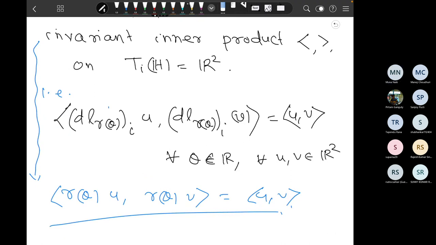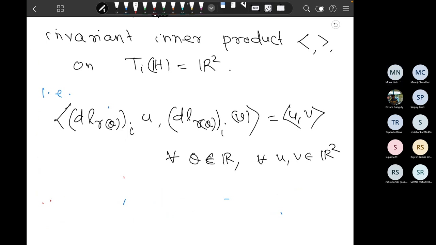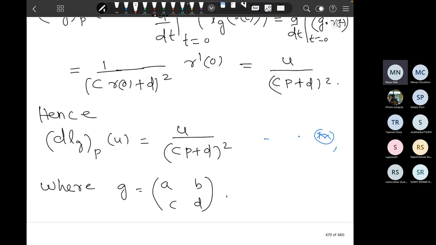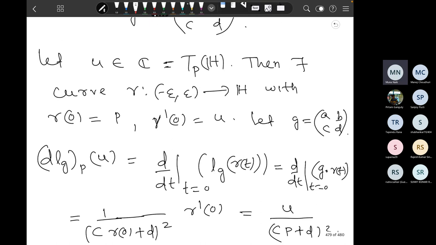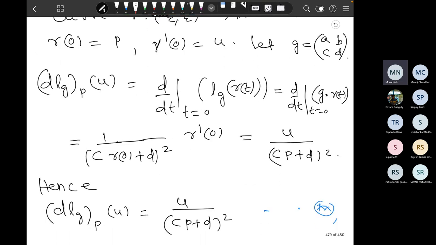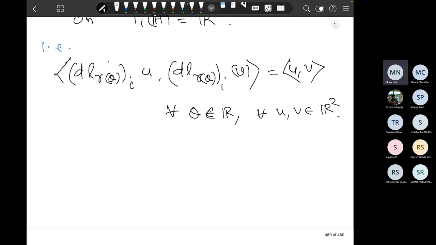Pritam, is this clear? Pritam, Tapendu. Yes, clear. Yes. Okay. So let us see what is dL_R theta of u. See, the thing is here u, v belong to R2, I am picturing, but when I calculate this dL_g at p of u, I identified this tangent space as the complex plane, because the action is given in the complex plane. So this is convenient for me.